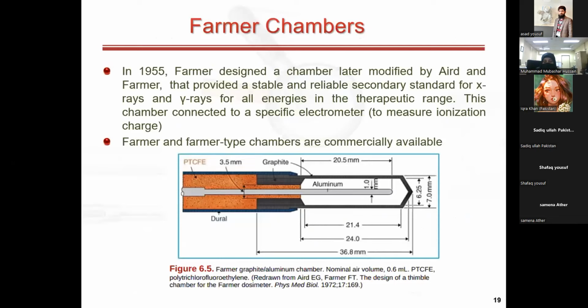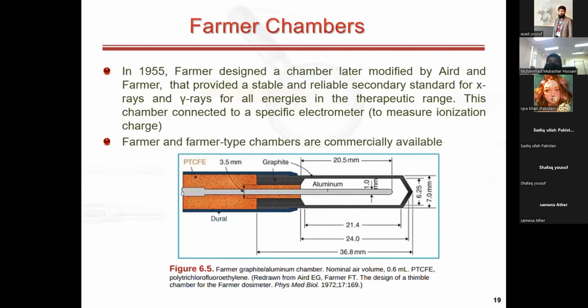So there are different types of thimble chamber, and these chambers can be used in real time, as well as without any wires. Initially, condenser chambers were used that did not require any sort of wire. But these condenser chambers were very bulky and they could not be used in real time measurement. However, the Farmer chamber is a chamber that can be used for measurement of radiation in real time.